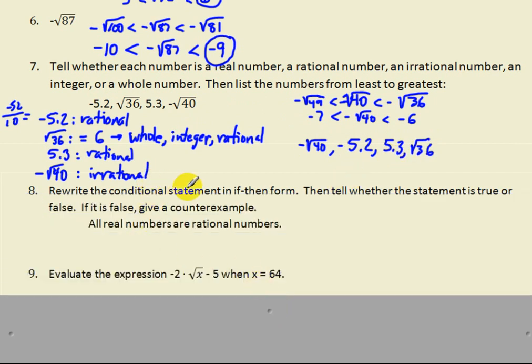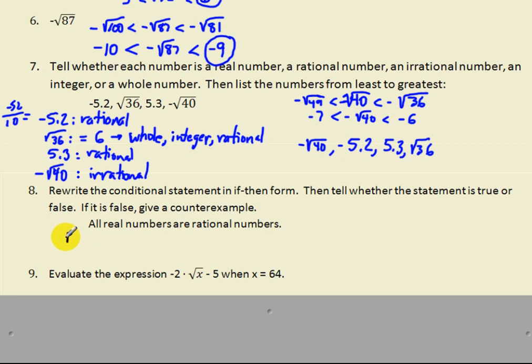Number 8, rewrite the conditional statement in if-then form. So this statement doesn't have that if-then form that we're accustomed to, but it is still a conditional statement. So rewrite it and then tell whether the statement is true or false. If it is false, give a counterexample. So, all real numbers are rational numbers.